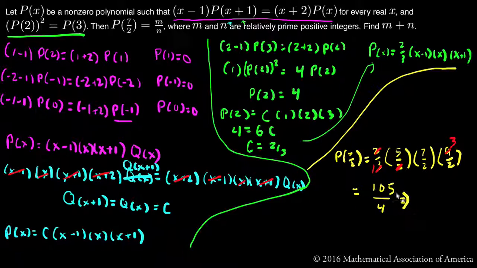And that implies that m plus n will equal 105 plus 4, which is 109.